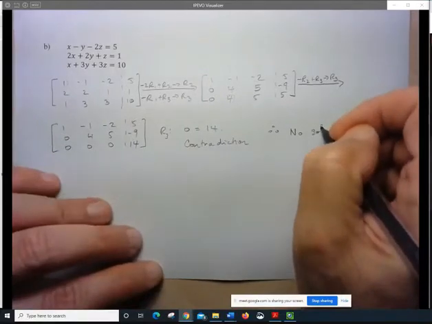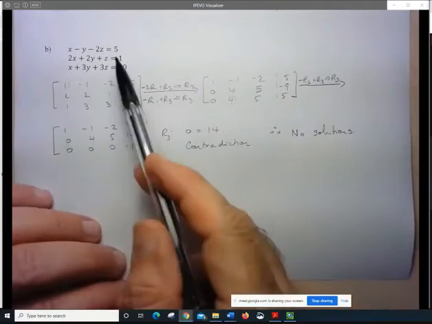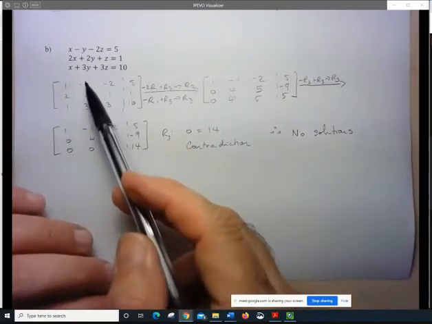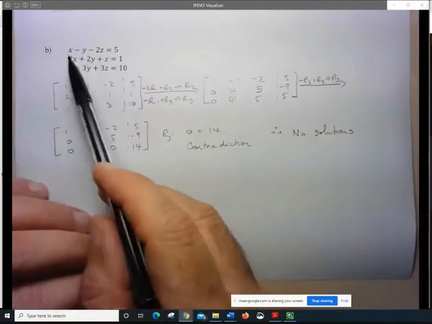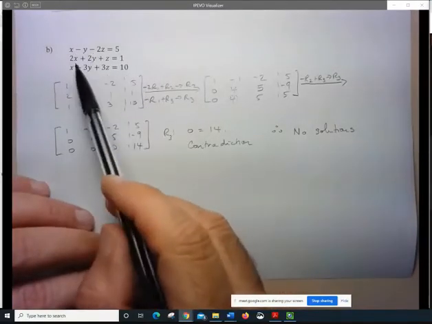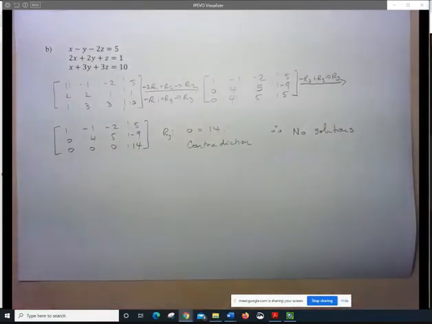Okay, no solutions. Now, if I were to ask you to give a geometric description of what's going on, well, you know, oh, I've got 3 planes, none of them are parallel, there's no solution, hence, what can I say geometrically here?